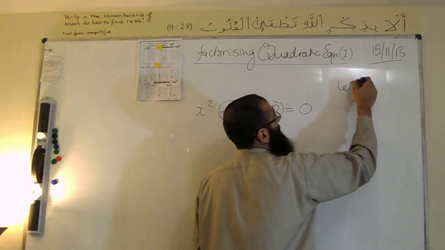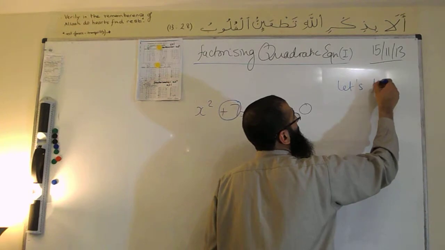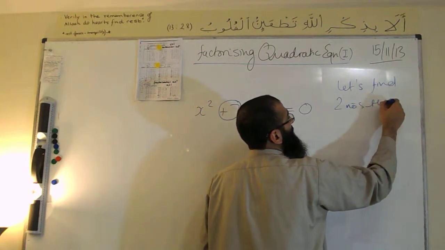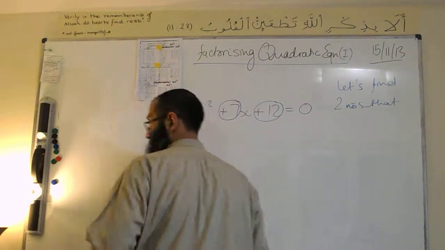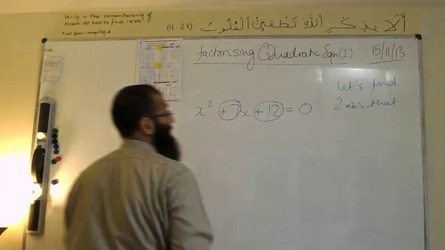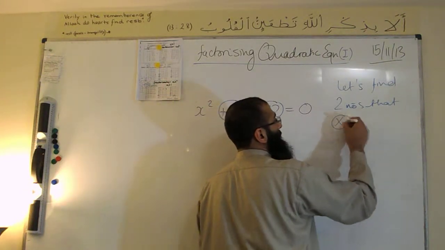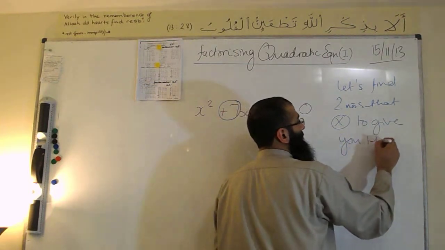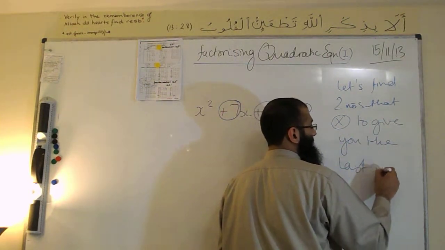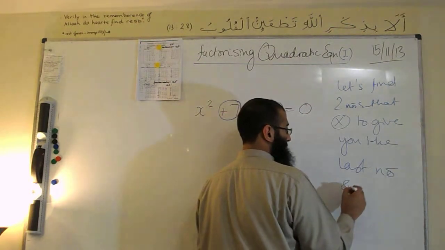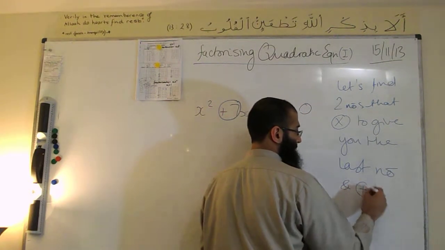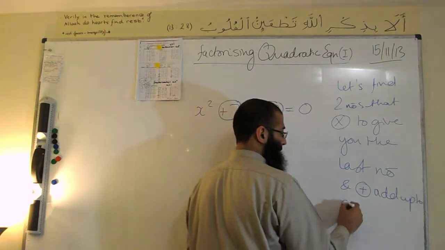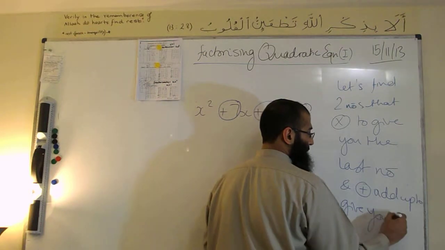So let's find two numbers that multiply to give you the last number and add up to give you the middle number.